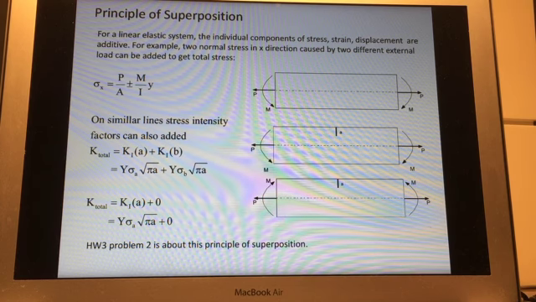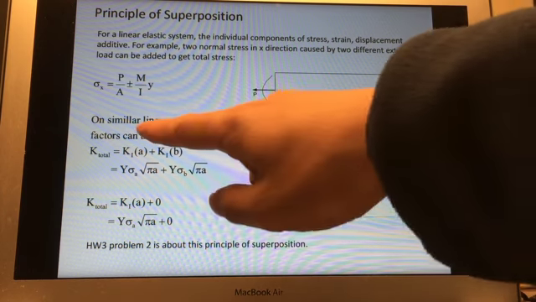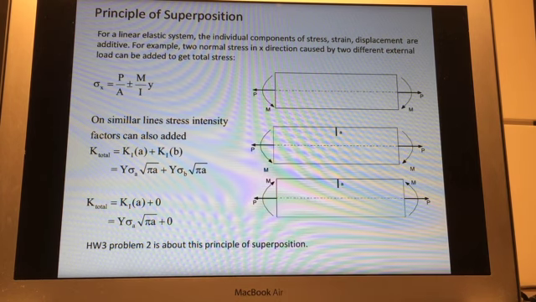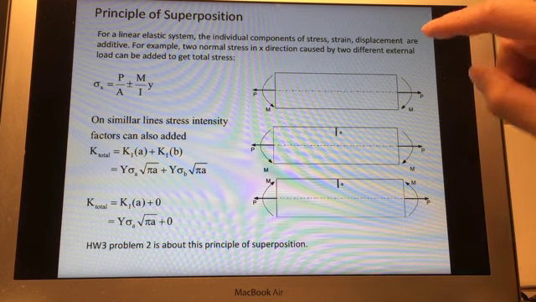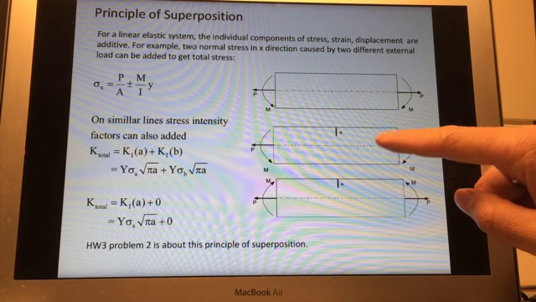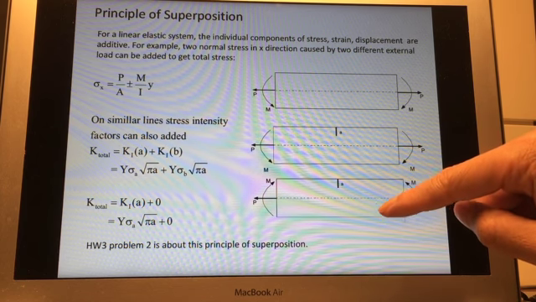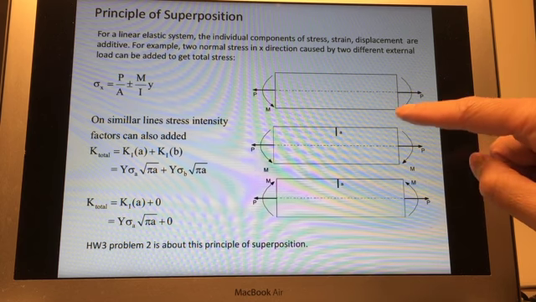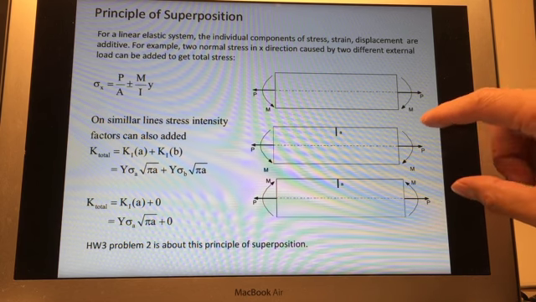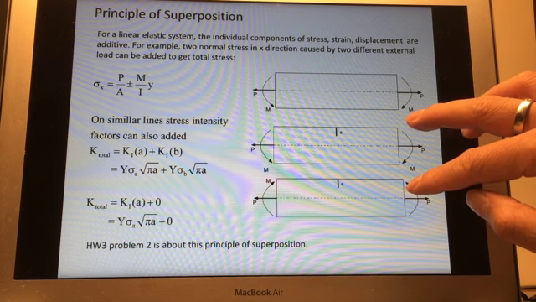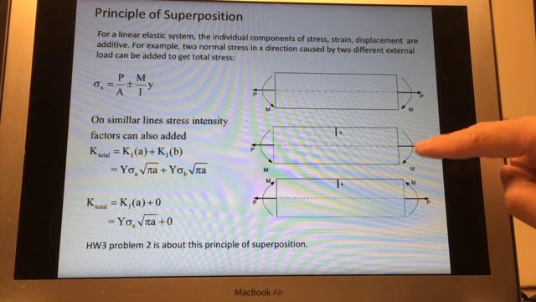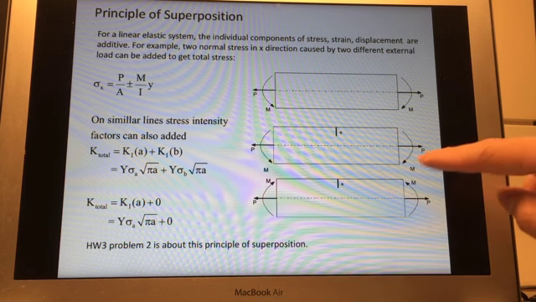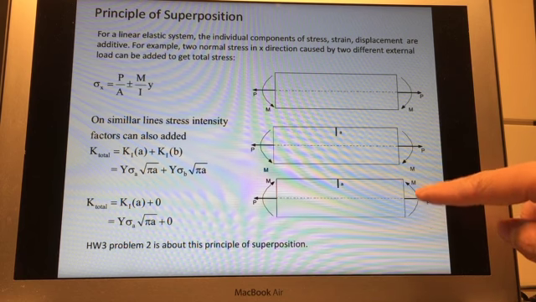On similar lines, stress intensity factors can also be added. Actually, there's something wrong here. I mean, can also be added. So the K total can be, for example, in these two cases. If this is one case, you have a notch and you have P, and you have a bending moment in this direction. And in this case, you have a notch, you have P, and you have a bending moment in that direction.